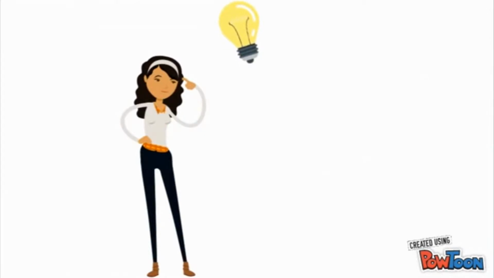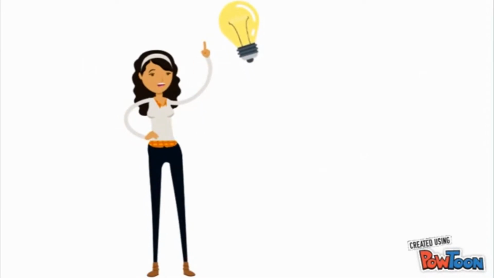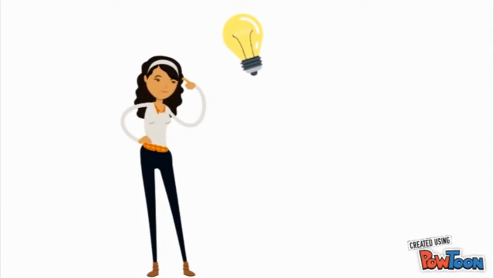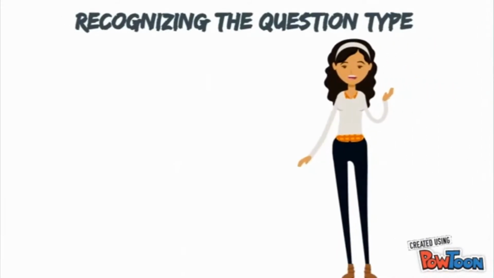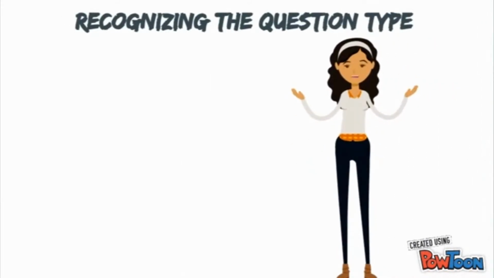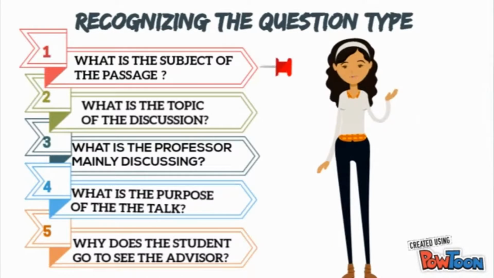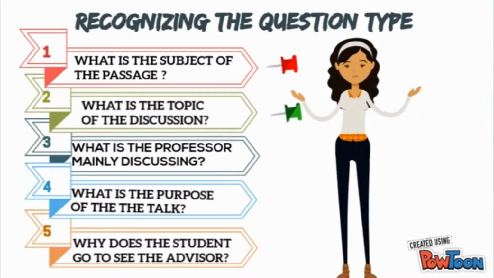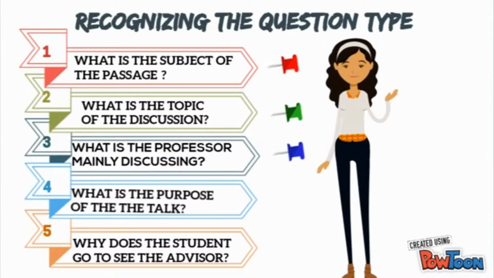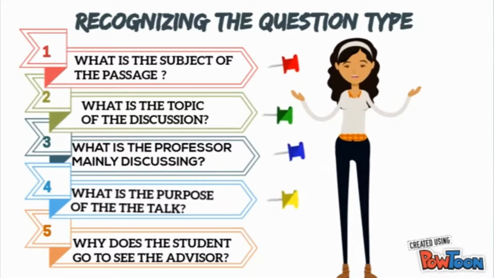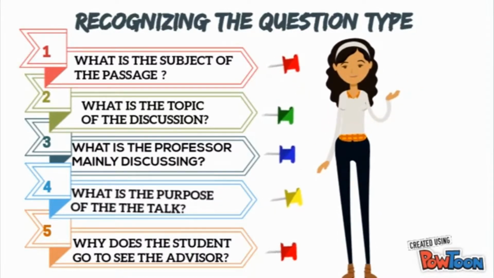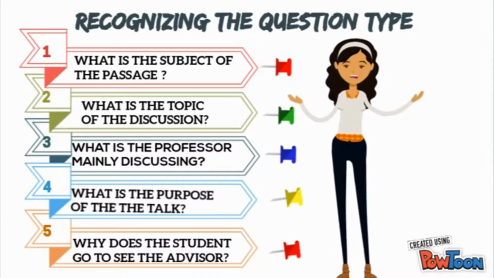So, how can you identify the questions? It's so easy. You recognize these content and purpose questions because they use phrases like, what is the subject of the passage? What is the topic of the discussion? What is the professor mainly discussing? What is the purpose of the talk? And where does the student go to see the advisor?